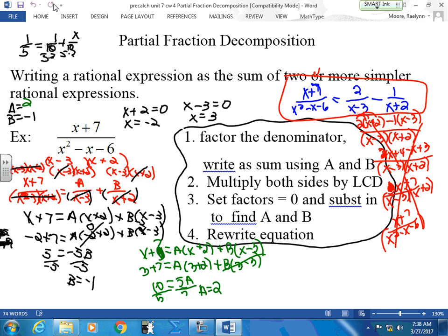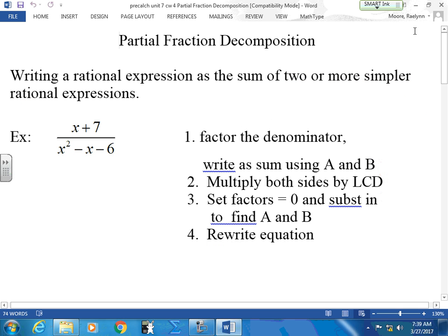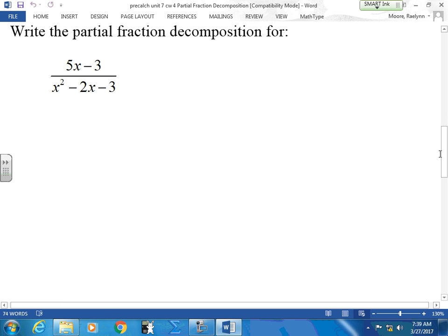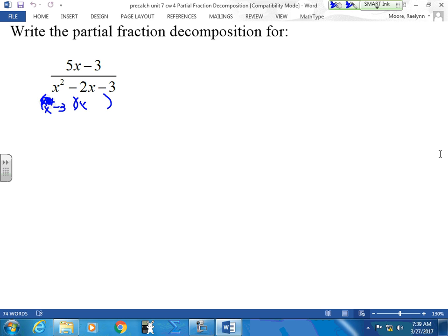All right, let me make sure I told you everything. All right, so let's try another one. All right, so the first thing we're going to do is factor the denominator. What are my factors? X minus 3, x plus 1.